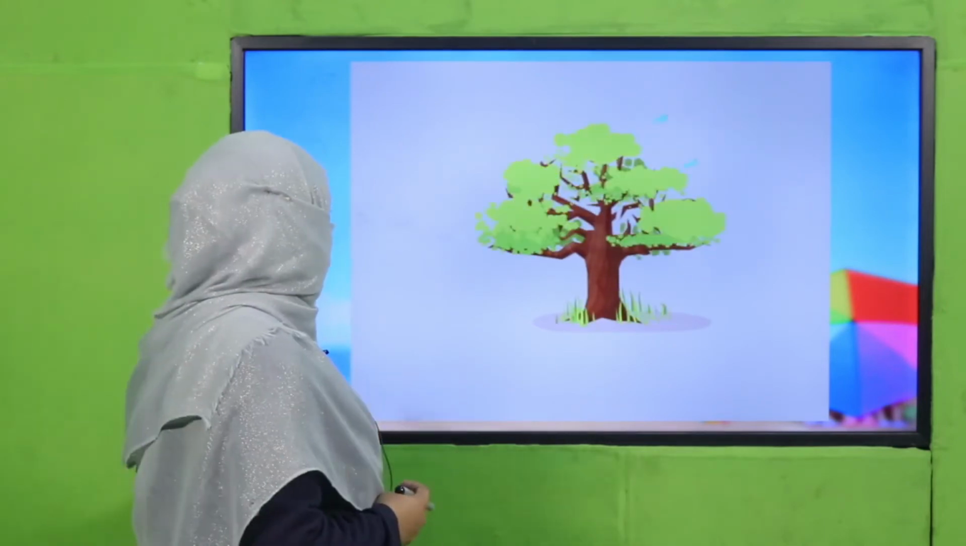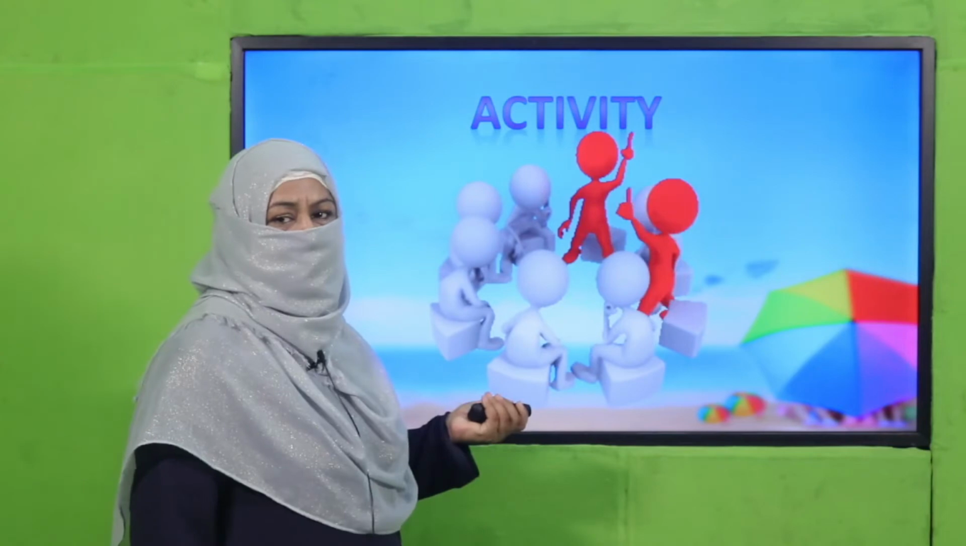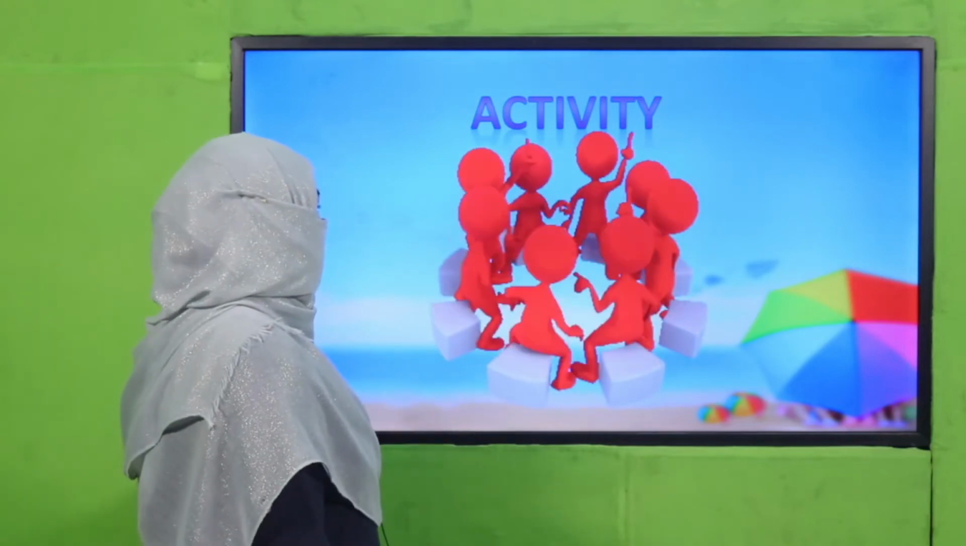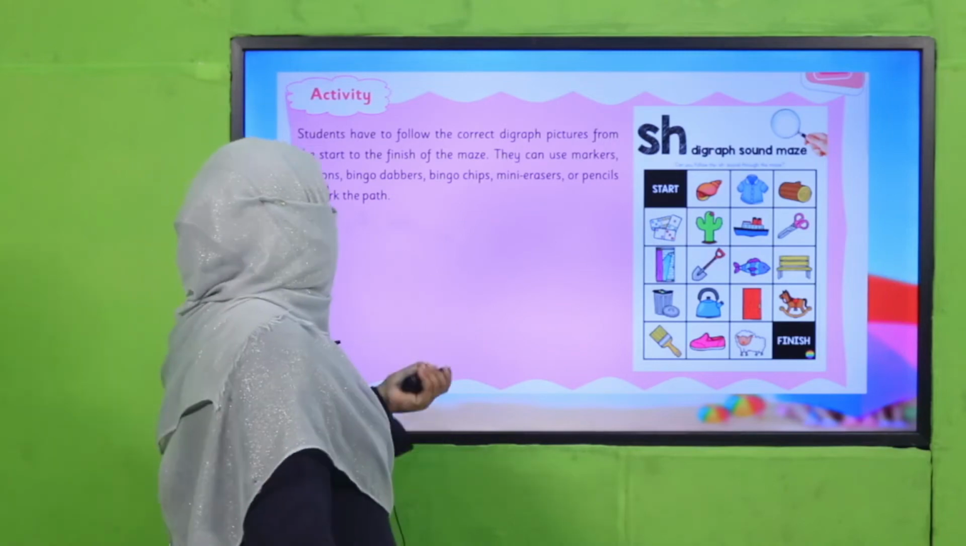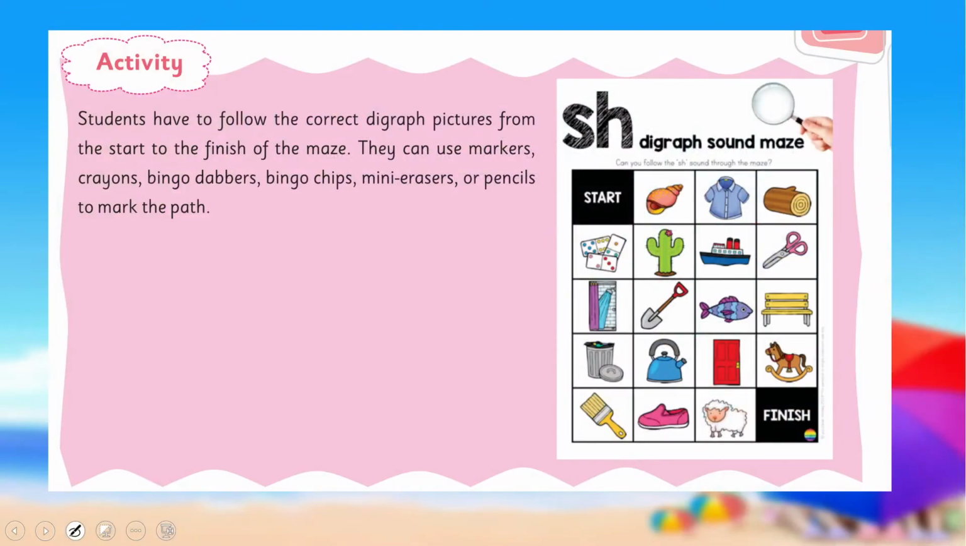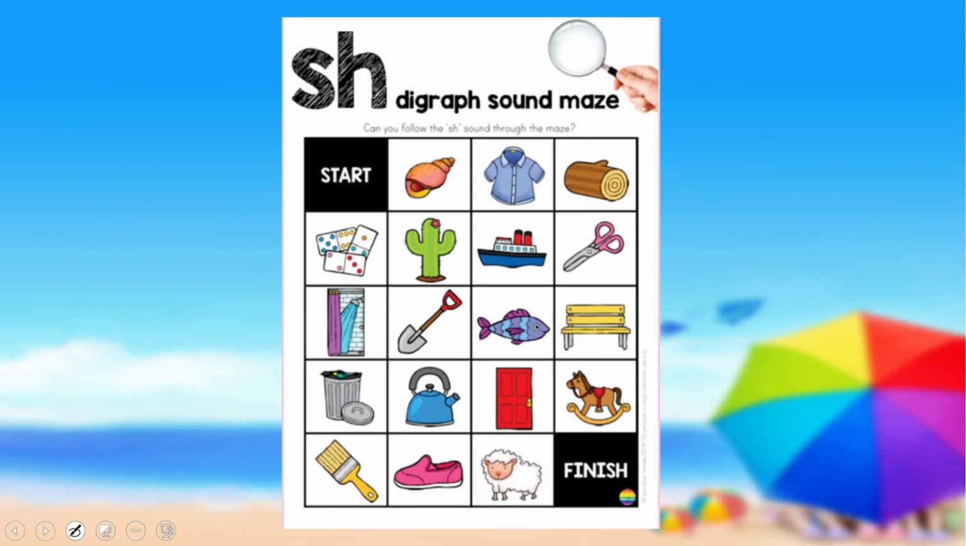All right, now let's practice it through an activity. It's a very interesting activity given in your book. All of you, open your book and look at this activity. Here it is. The instructions are, you will do it and then I will find out who does it nicely. I have taught you this digraph. Remember what is the sound of this digraph?